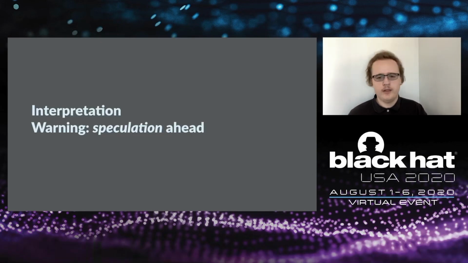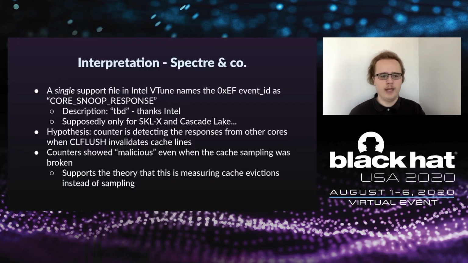So now that we know all this, now that we've covered basically everything else, I want to spend a little bit of time talking about interpreting these results, the little that we know about it. So for Spectre, there's a single support file inside of Intel vTune, which names the EF event ID as core snoop response with the helpful description of TBD. Thanks, Intel.